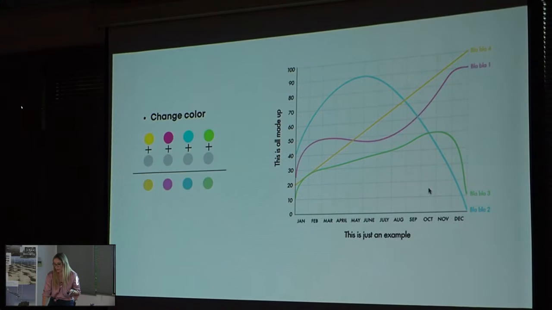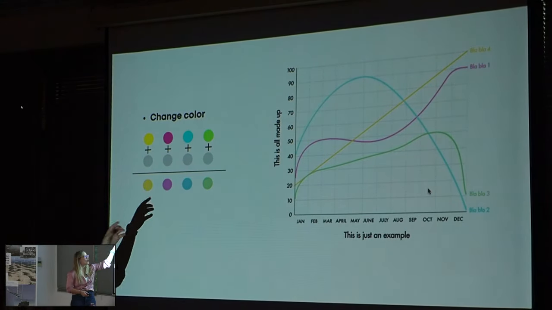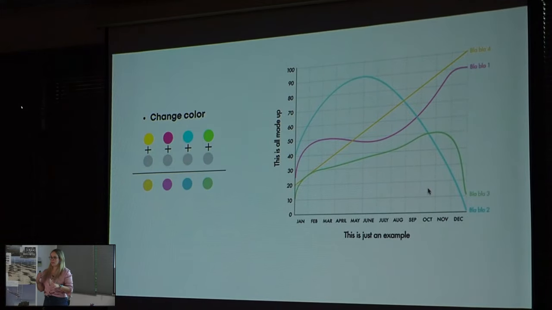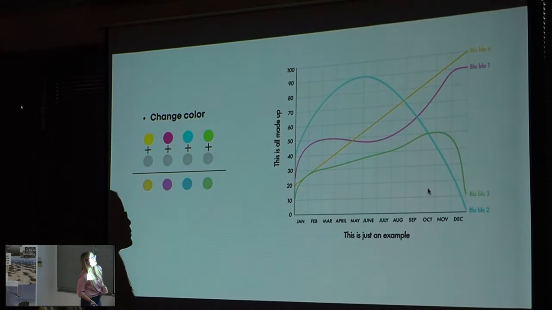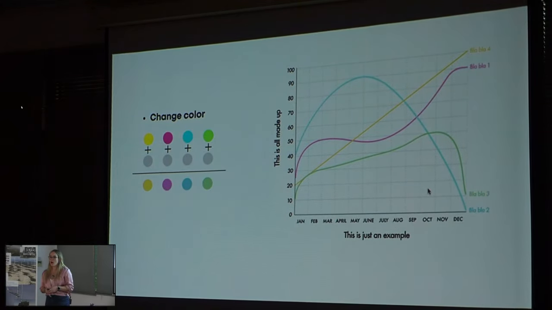Another thing that we could do is change color. Let's pretend that for some reason you want to stick to that palette. Just by adding some gray, you will already decrease a little bit those vibrant colors, and you will make it easier to look at. But let's pretend that we want to put an intention to what we're doing here, and pretend that our focal species is blah blah too, and for some reason we want people to know how important it is to continue working with them, and the others are doing just fine.